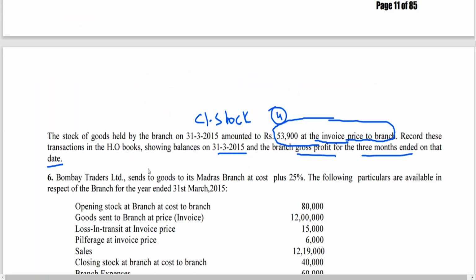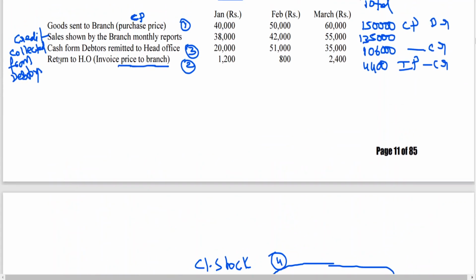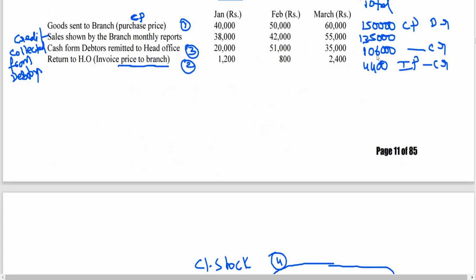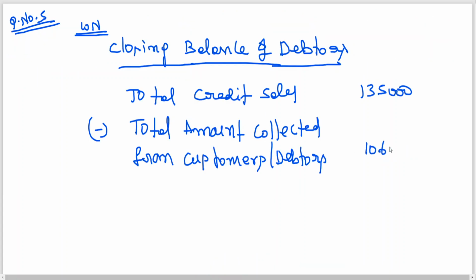You can see, cash from debtors remitted to head office means cash collected from debtors. So I got total credit sales 1,35,000, and I got cash from debtors remitted 1,06,000. I am deducting 1,06,000 from 1,35,000. It is 29,000, the closing debtors.